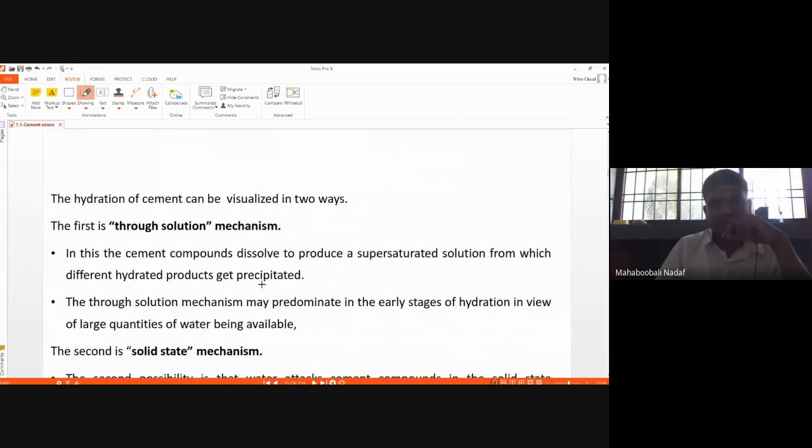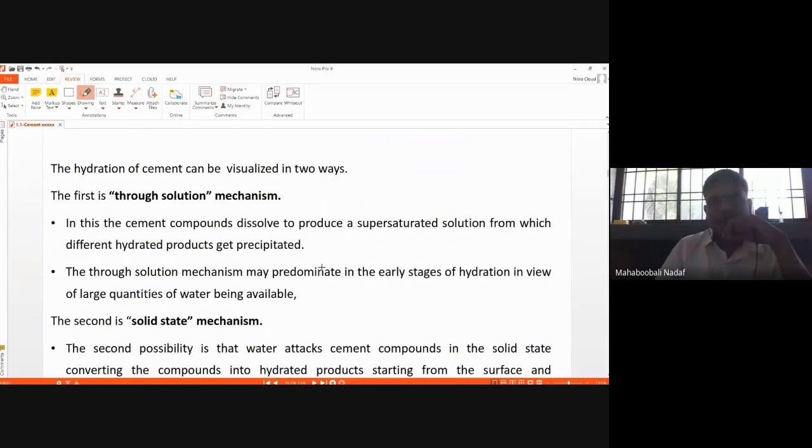Here, how will that thing form? We can explain hydration of cement in two ways. We can explain means how those things happen. I will just explain, first through the solution mechanism. First I will explain this sentence, later on I will draw the diagram here. In the through solution mechanism, the cement compounds dissolve to produce a supersaturated solution from which different hydrated products get precipitated. The through solution mechanism may be predominant in the early stages of hydration.